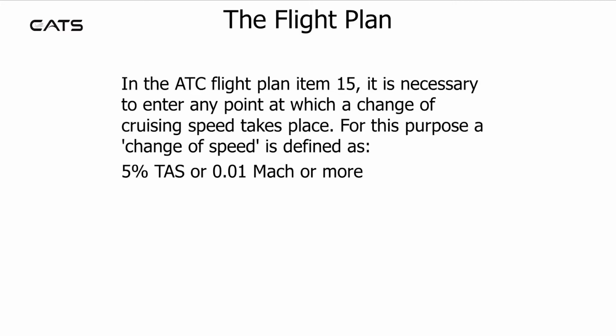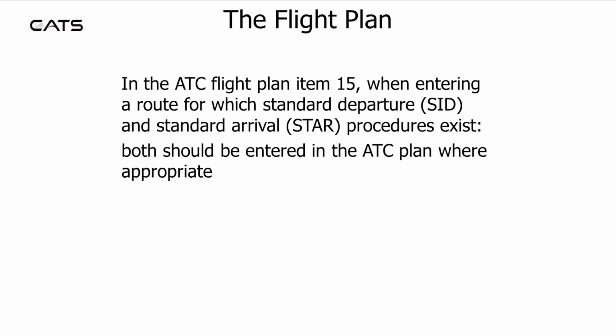In the ATC flight plan item 15, it is necessary to enter any point at which a change of cruising speed takes place. For this purpose, a change of speed is defined as 5% TAS or 0.01 Mach or more. In the ATC flight plan item 15, when entering a route for which standard departure, SID, and standard arrival, STAR, procedures exist, both should be entered in the ATC plan where appropriate.